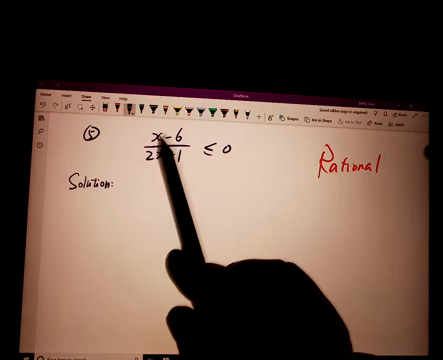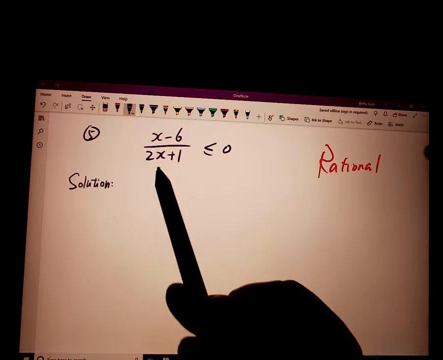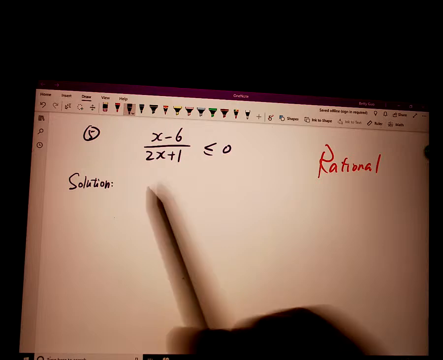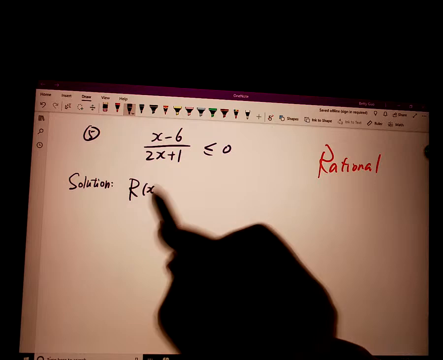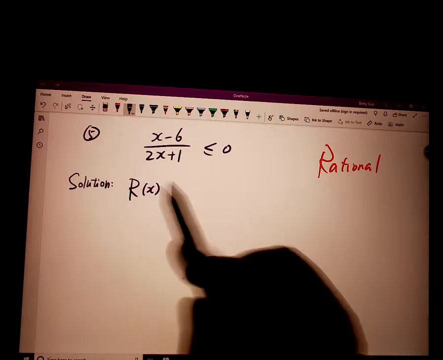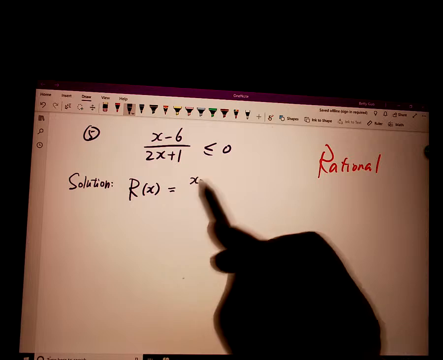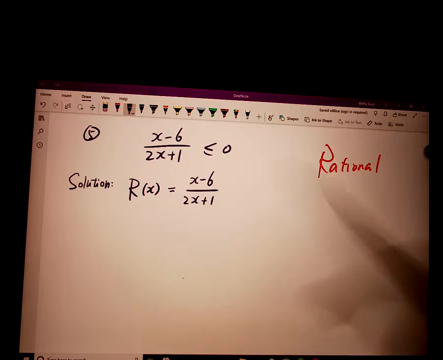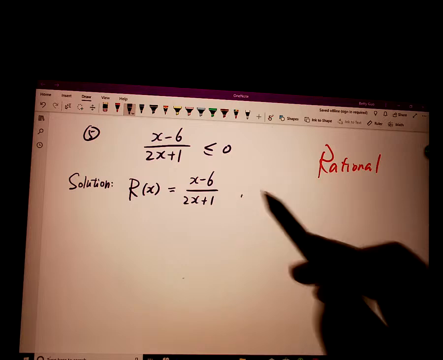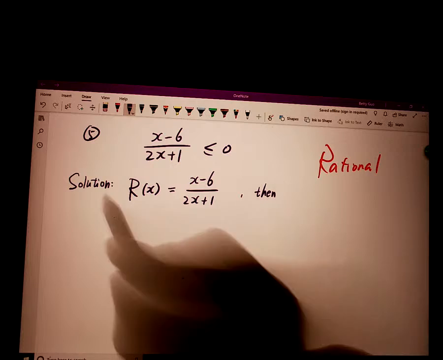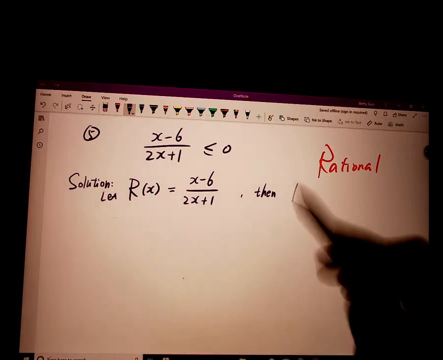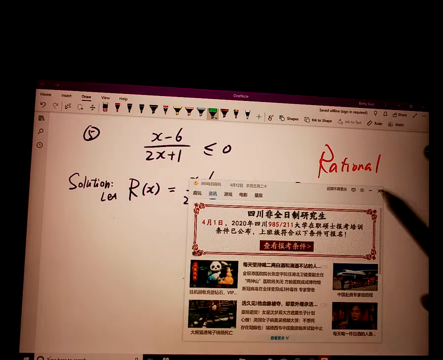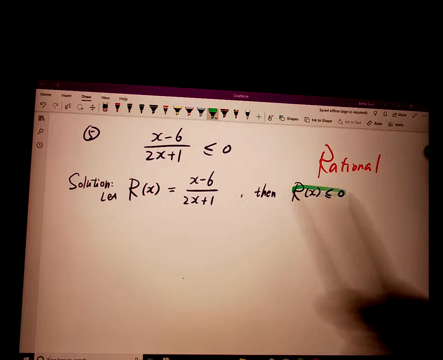You see the top is a polynomial, the bottom is a polynomial. The quotient of two polynomials is defined as a rational expression. So we let R of x be the rational function, x minus 6 all over 2x plus 1. Then the inequality becomes R of x less than or equal to 0. So we are solving this inequality.